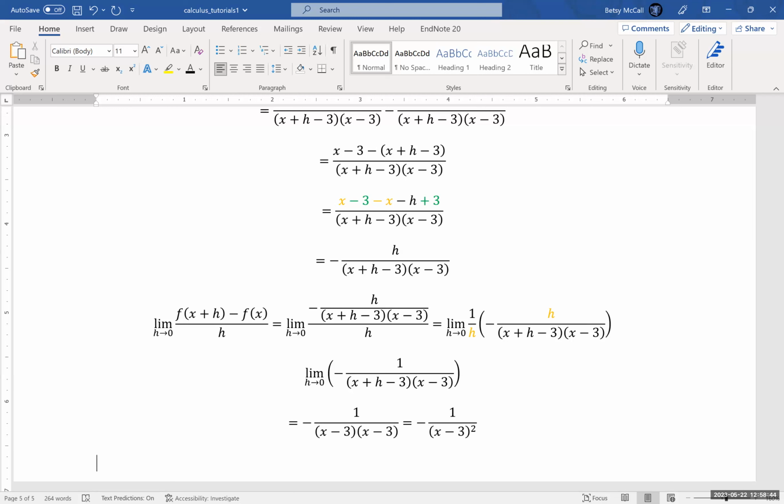So again, the idea here for the rational functions is that you're going to need to find a common denominator. That will allow you to do the simplification. You still have to cancel at some point. Everything in the numerator is going to have to reduce to just terms that include h so that you can cancel the h out in the denominator. And then you just finish simplifying after you plug in h equals 0.